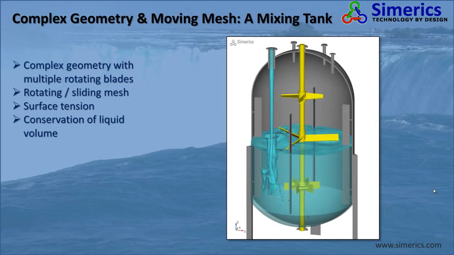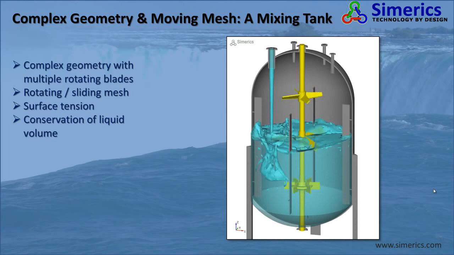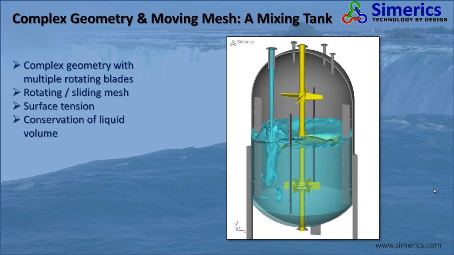This is a simulation of a mixing tank. It shows that complex geometry with multiple rotating blades was modeled using rotating and sliding meshes. It includes surface tension and the liquid mass is conserved.